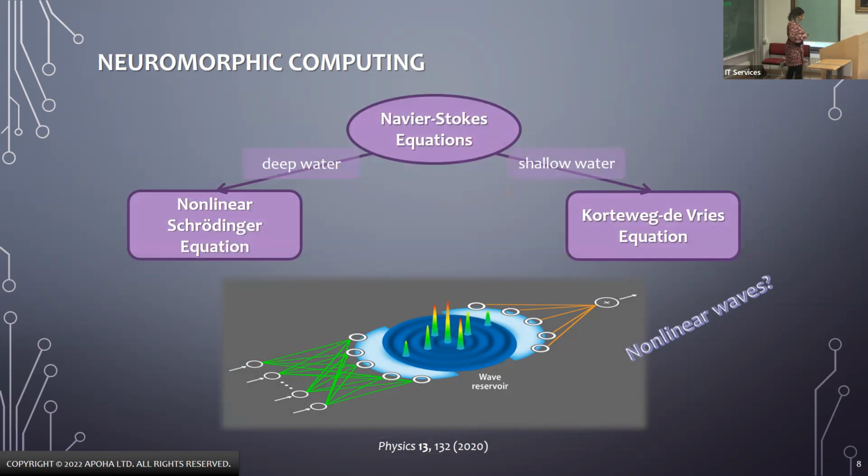Of course, it's a first work, so it doesn't have the ambition to be complete, but it traces the path to the idea of building a neuromorphic computer using nonlinear wave propagation. The two systems I'm going to show you are related to the Navier-Stokes equation, because in the first system, the reservoir is modeled using the nonlinear Schrödinger equation, while the second system is modeled using the KdV equation. The nonlinear Schrödinger equation is the approximation of the Navier-Stokes equation in deep water, and the KdV equation is the approximation of the Navier-Stokes equation in shallow water.